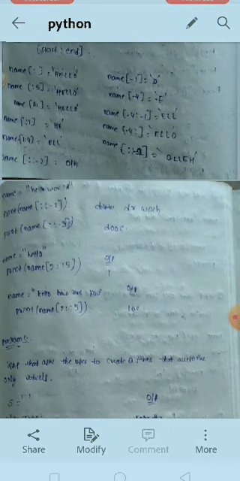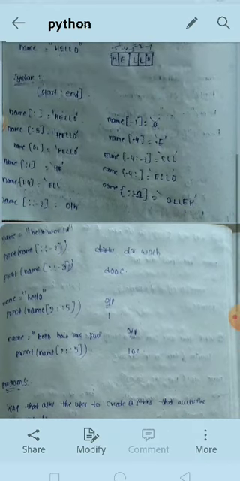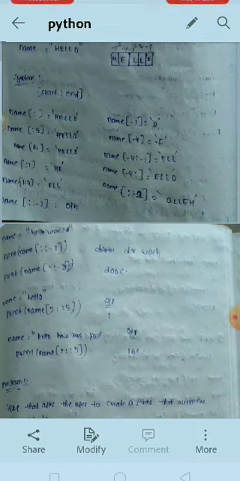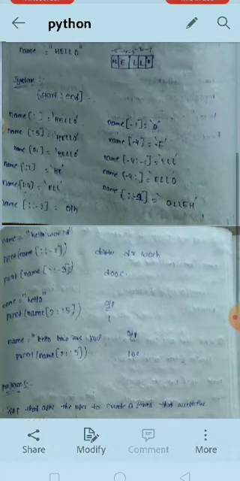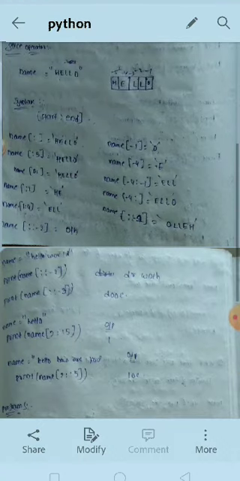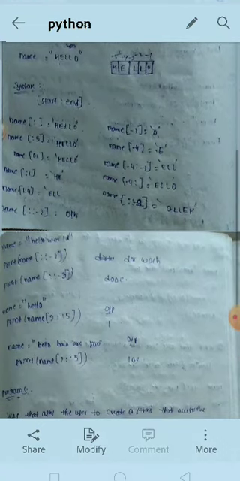If we mention the ending value as 2, it gives you the 0th and first indexes. The 0th and first indexes are h and e, so it will print he. If we define the starting value as 1 and the ending value as 4, it gives you the values at indexes 1, 2, 3. Here the values are e, l, l.